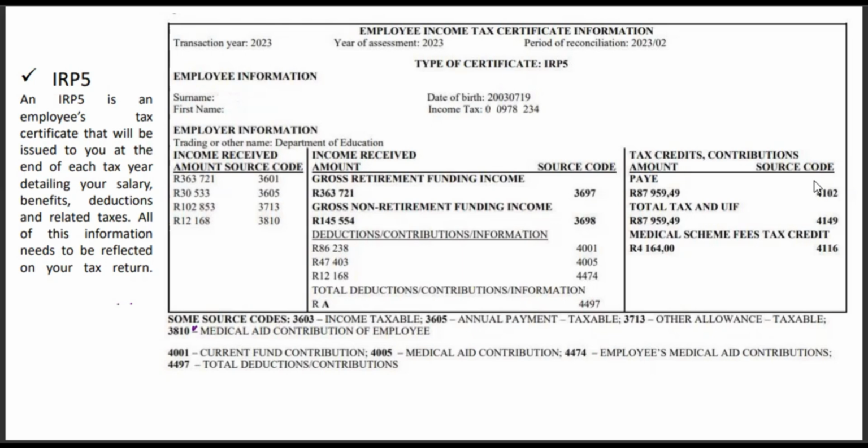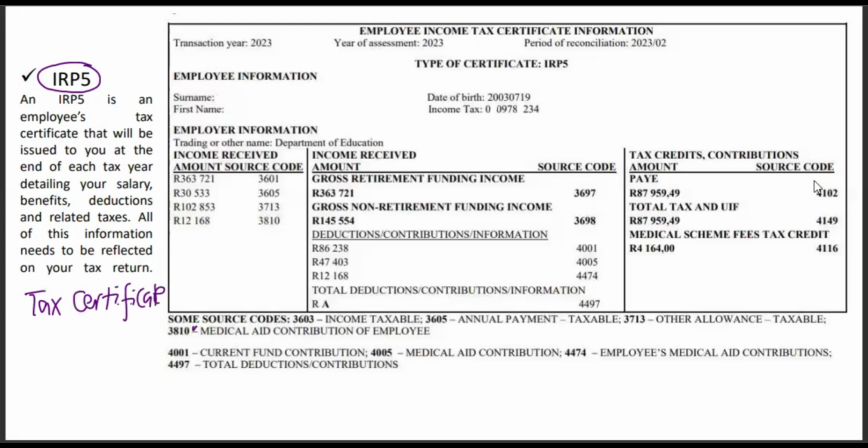However, a pay slip is monthly and IRP5 is annual, throughout the year. Another name for IRP5 is the tax certificate, the income tax certificate. That's another name for IRP5.